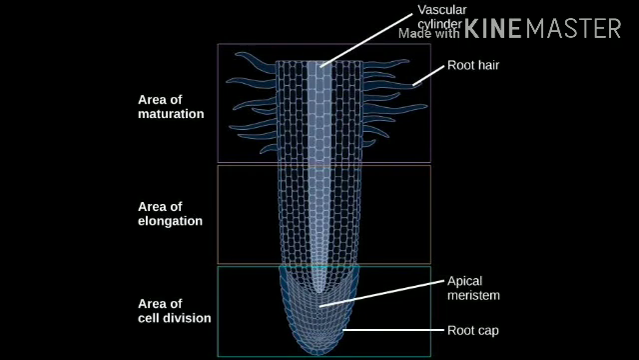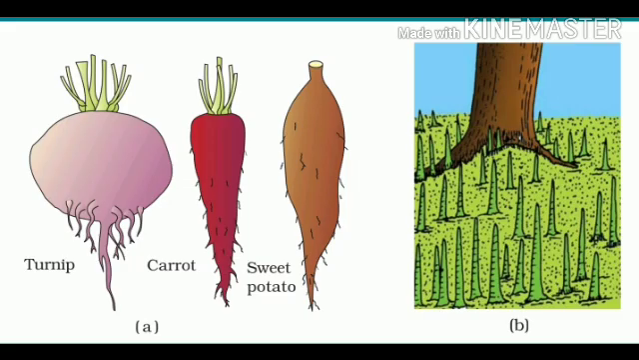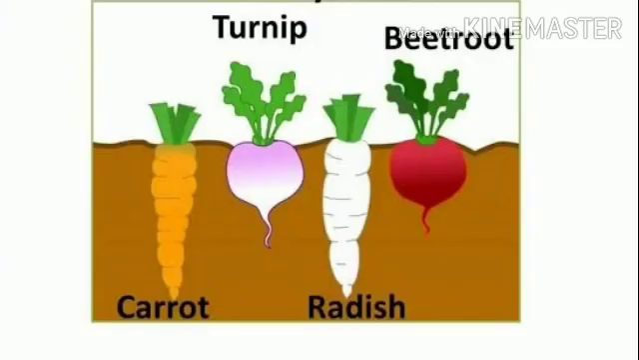So let us study some of the modifications of the root. You already know that the function of root is absorption of water. But in some plants, they change their structure and shape to perform different functions. For example, the roots of carrot, radish, beetroot, etc. Here, roots are swollen and they help in the storage of food. Isn't it amazing? We commonly call them vegetables, but they are actually modified roots.